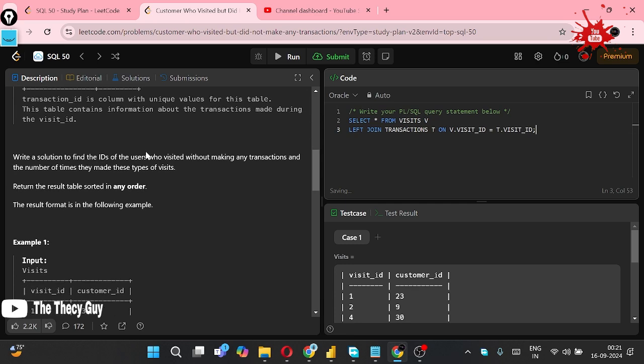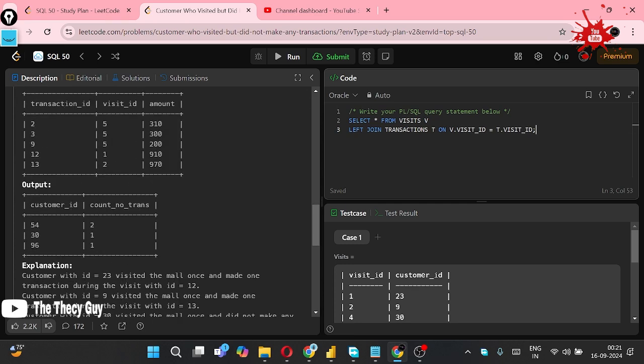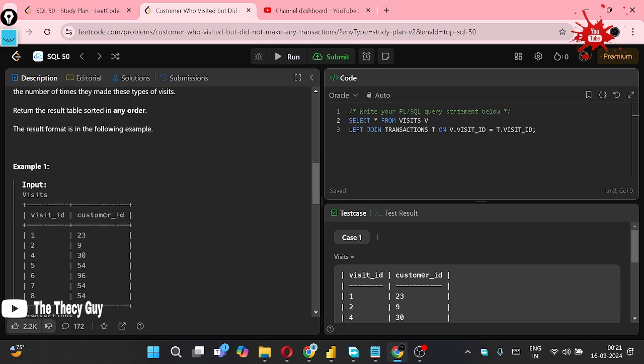This is what we are going to do now. What we need to print here is customer id. So customer id is in which table? Come here, visits. Visits has customer id.